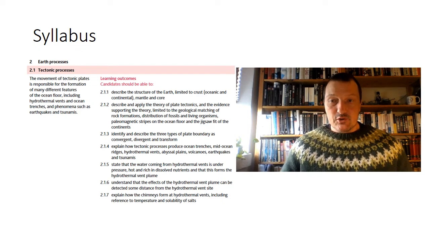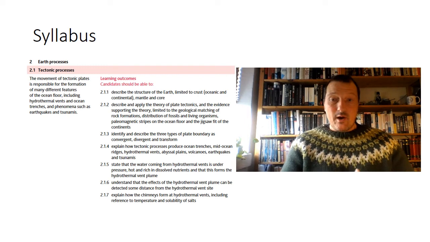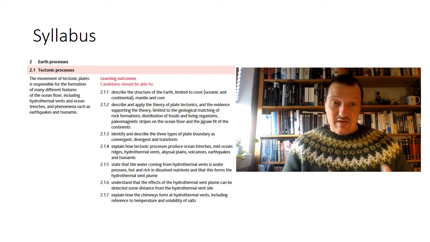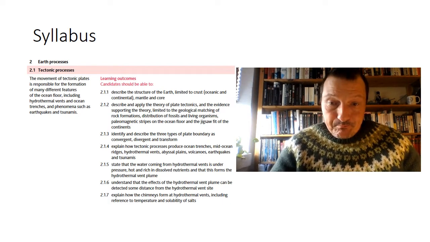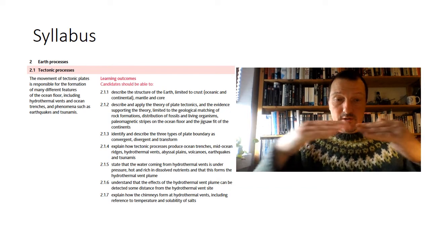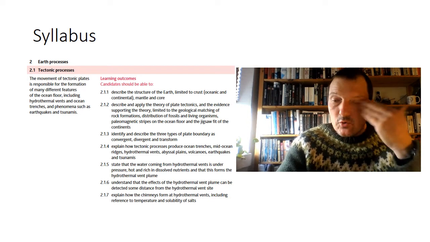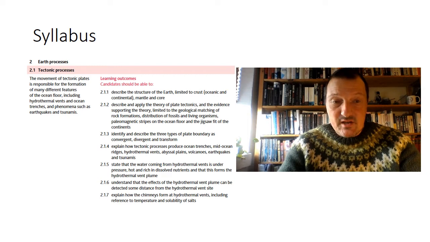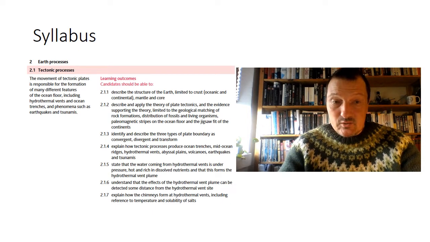I will be trying here to go over section 2.11, structure of the earth, and 2.12, where I describe and apply the theory of plate tectonics and the evidence supporting it. I'll go over the evidence you usually get asked for in the marine science exam. I'll try to identify and describe the three different types of plate boundaries: convergent, divergent, and transform. And I'll explain how plate tectonics produce ocean trenches, mid-ocean ridges, hydrothermal vents, abyssal plains, volcanoes and earthquakes, and tsunamis. And that will be the main section for this video. The rest about hydrothermal vents will come later.